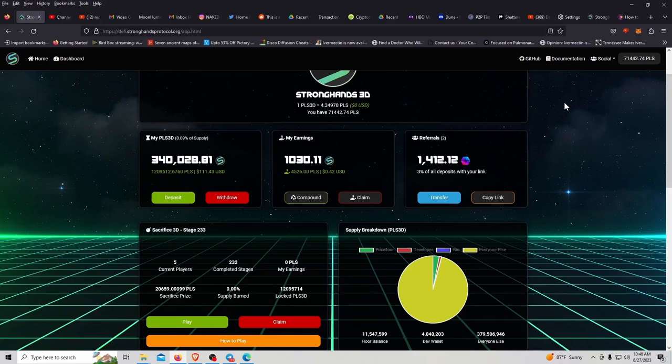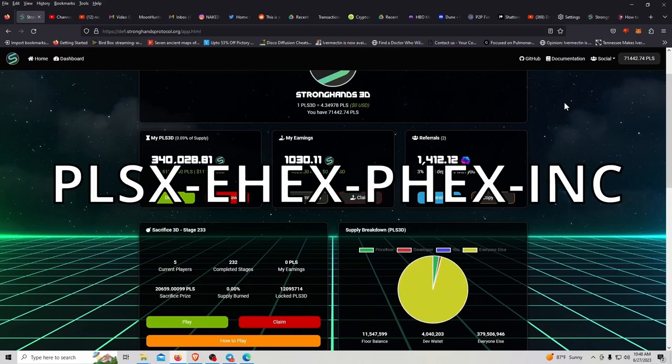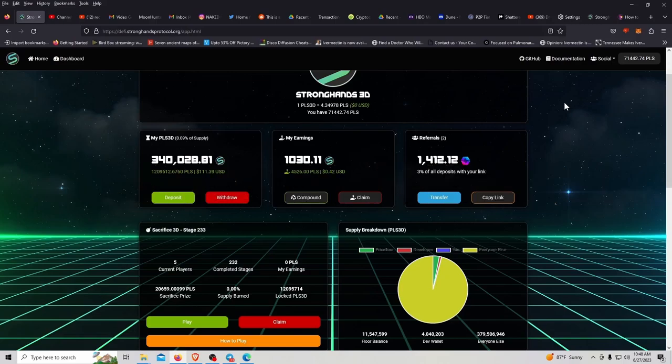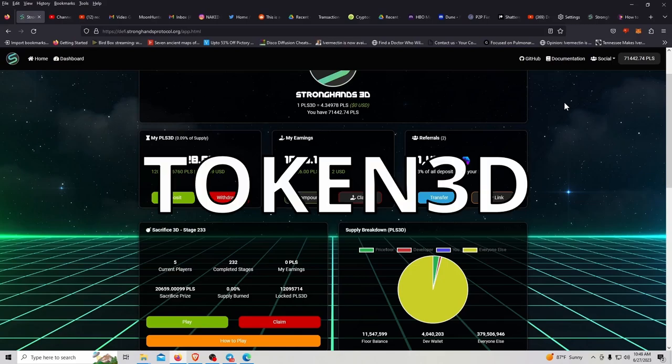Yours truly coming through with an update on the Strong Hands 3D contract. Many don't know that we are currently waiting for the other contracts to launch, which will be PLX 3D, EHEX, PHEX, and Ink 3D as well. And there's going to be a token integrated. It's going to be called Token 3D, which is going to be the same name across all contracts.